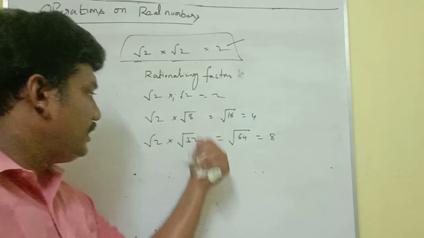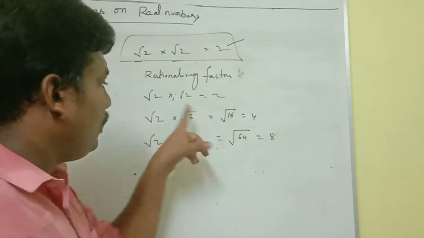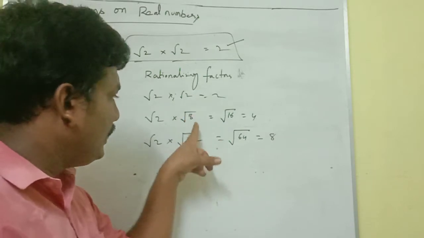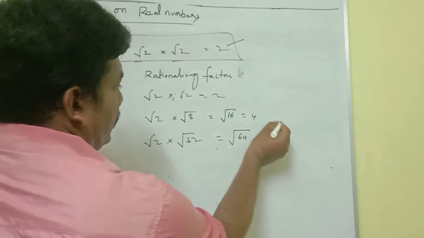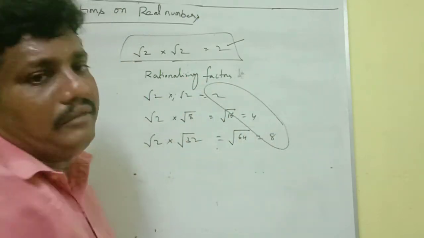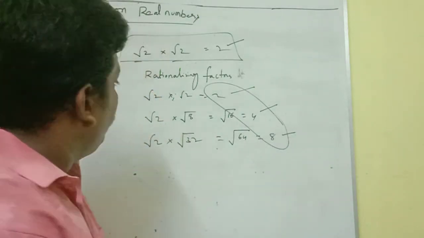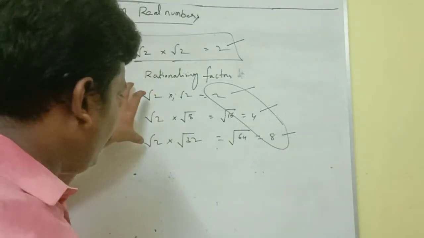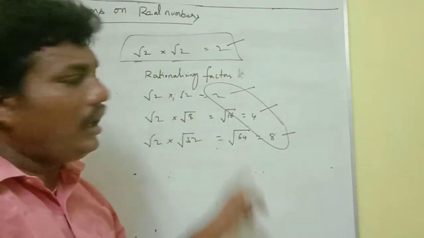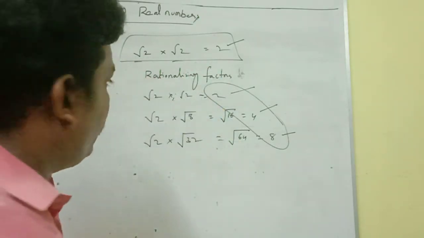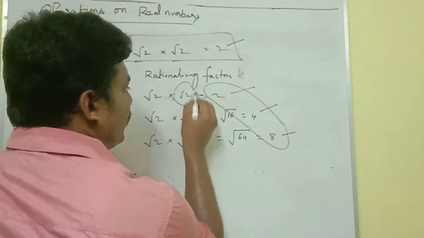So which is the rationalizing factor, sir? Here we have a doubt. For the same root 2, there are different rationalizing factors, because each and every answer is a rational number. This is also rational, this is also rational, this is also rational. So for given root 2, root 2, root 8, root 32 are rationalizing factors. But in all the cases, we always consider the simplest form of rationalizing factor.